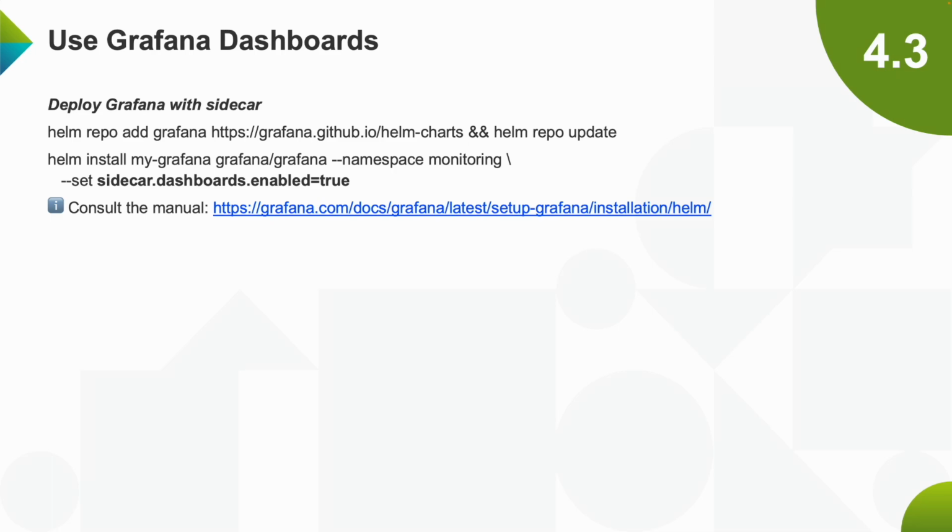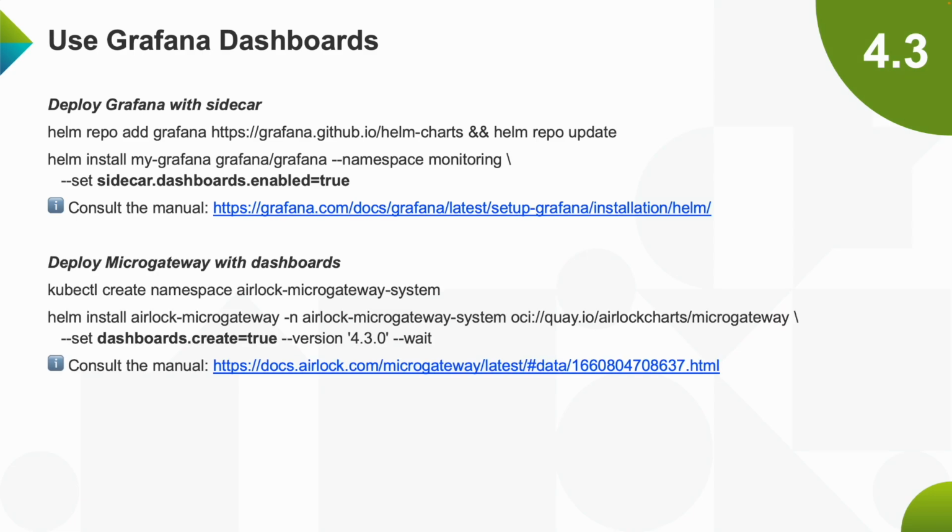During the installation of Grafana, simply set the argument in bold to deploy the sidecar as well. For a detailed installation guide of Grafana, please consult their manual. When deploying the Microgateway operator, simply create the dashboards by using the argument in bold. Finally, simply enjoy the dashboards.